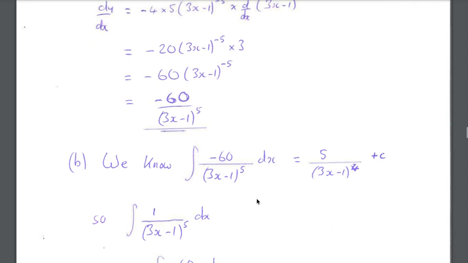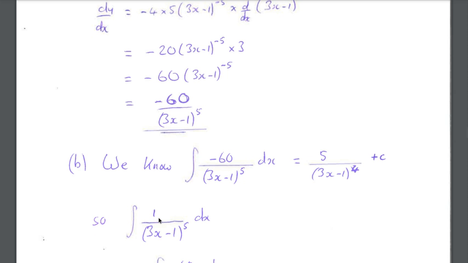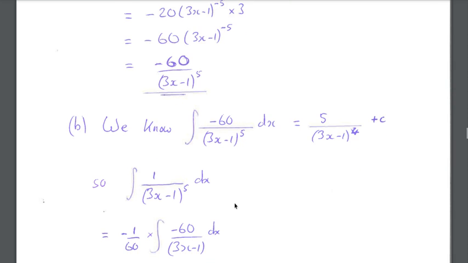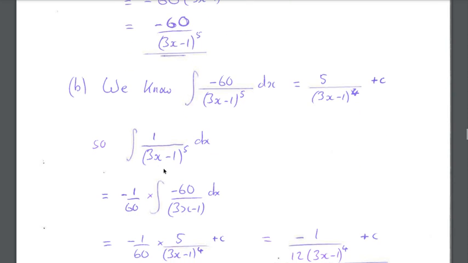So the integral of this: I'm not integrating negative 60 over 3x minus 1 to the power 5, I'm integrating 1 over 3x minus 1 to the power 5. It does say hence, so it's telling us to use what we've done in part A. So what I'm going to do is multiply this by negative 60. But if I do that, I need to take out a factor of negative 1/60th, because negative 1 over 60 multiplied by negative 60 is 1, which is what I've got here.